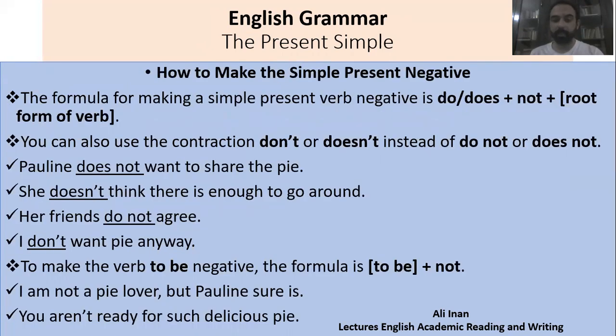How to make the simple present negative? The formula for making a simple present verb negative is do or does with the suffixation of not plus the root form of the verb. We can also use the contraction don't or doesn't instead of do not or does not. Let's take a look at a few examples.